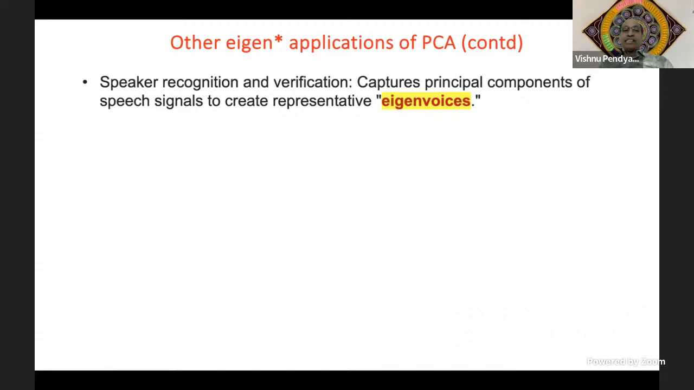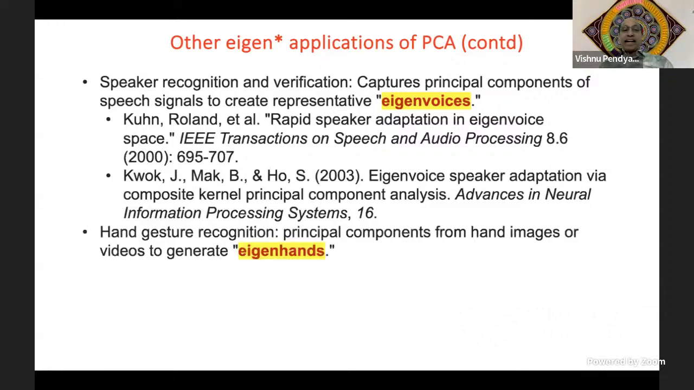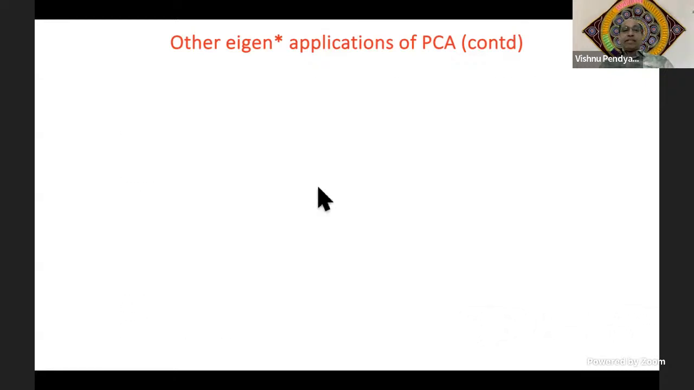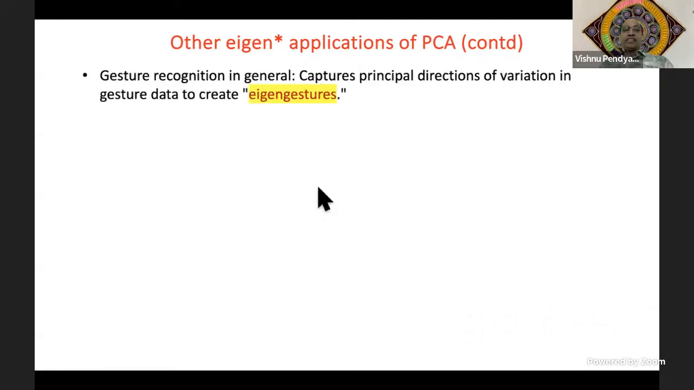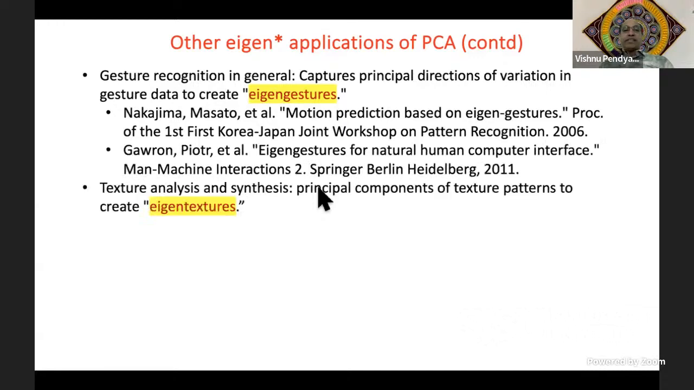Eigenvoices is the application of principal component analysis for speech signals. There are a couple of papers using eigenvoices. Then eigenhands is hand gesture recognition using principal component analysis. There's a paper on that. Then eigengestures. Previously the paper only captured hand gestures, but any gesture can be captured, classified or recognized using PCA, using similar techniques.